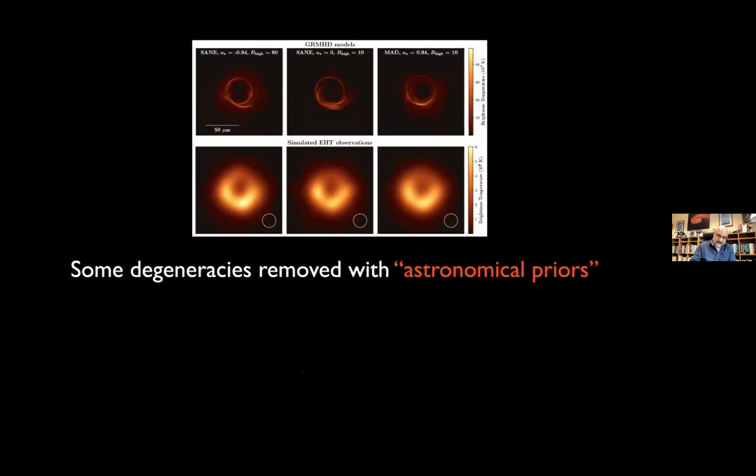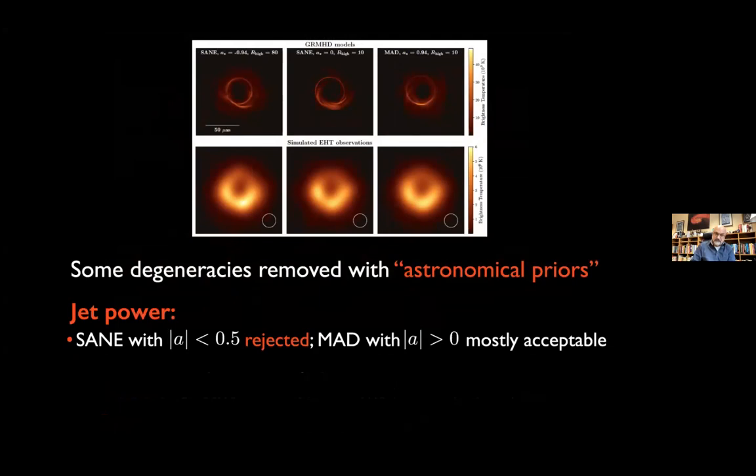Now, if you're unhappy with this, you can introduce other priors, astronomical priors. For instance, the jet power: we know how much power there is in the jet. And we know that slowly rotating black holes are not able to match that jet power, okay? And so all the SANE models with spin parameter less than 0.5 are to be rejected. And instead, most of the MADs are fine.